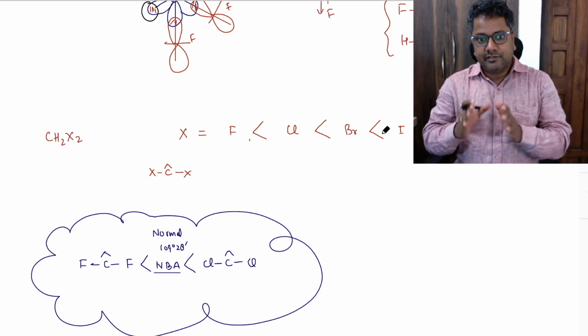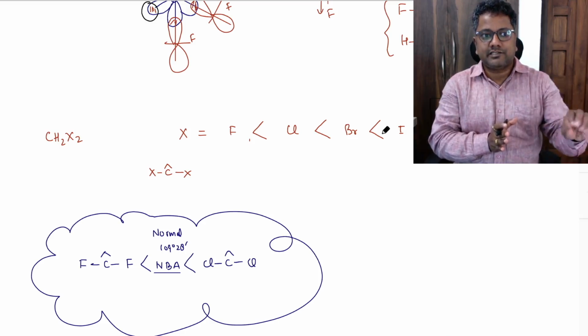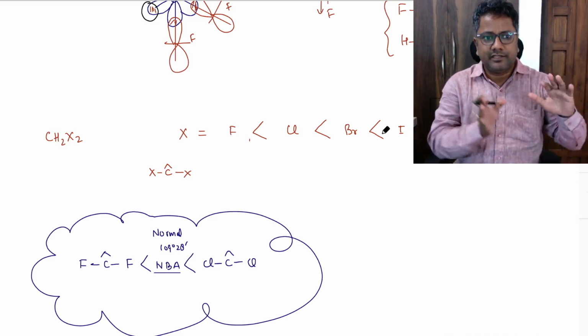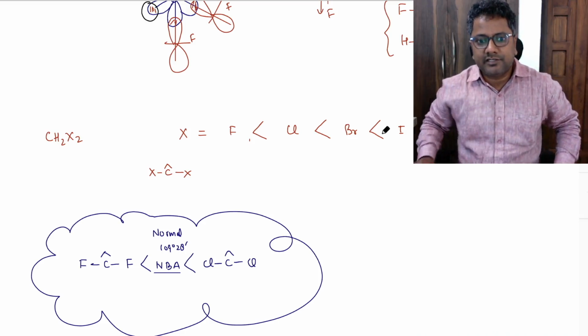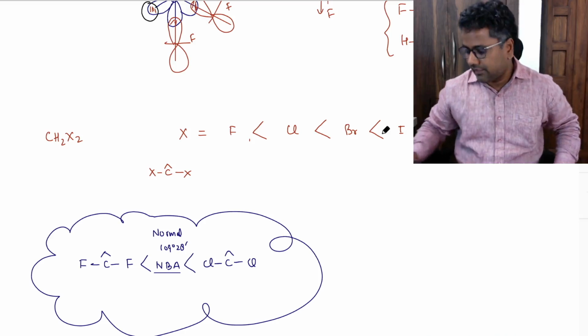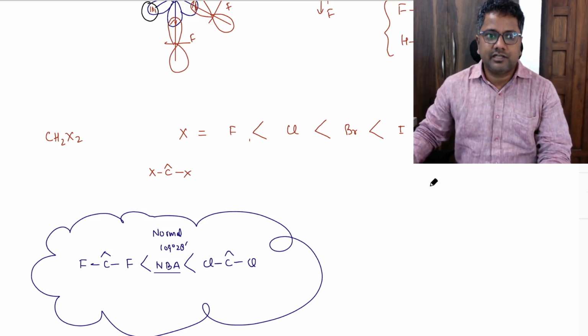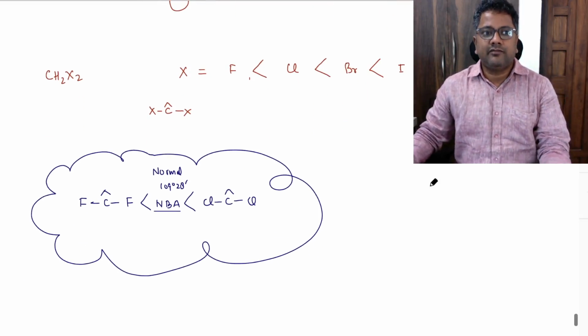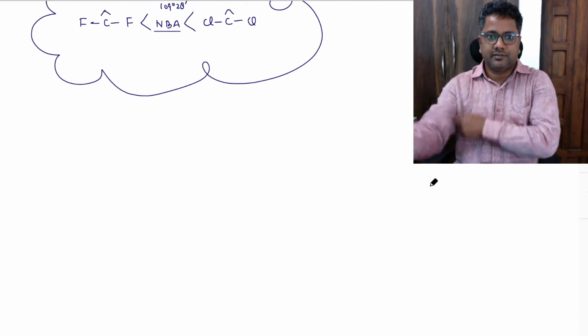In case of fluorine, it is small in size. This is a second period element, then it is okay. It is lesser than the normal bond angle, but for others, it is greater than the normal bond angle. Okay, so hopefully all of you are clear in this regard. Now you can use this to explain various questions based on this concept.